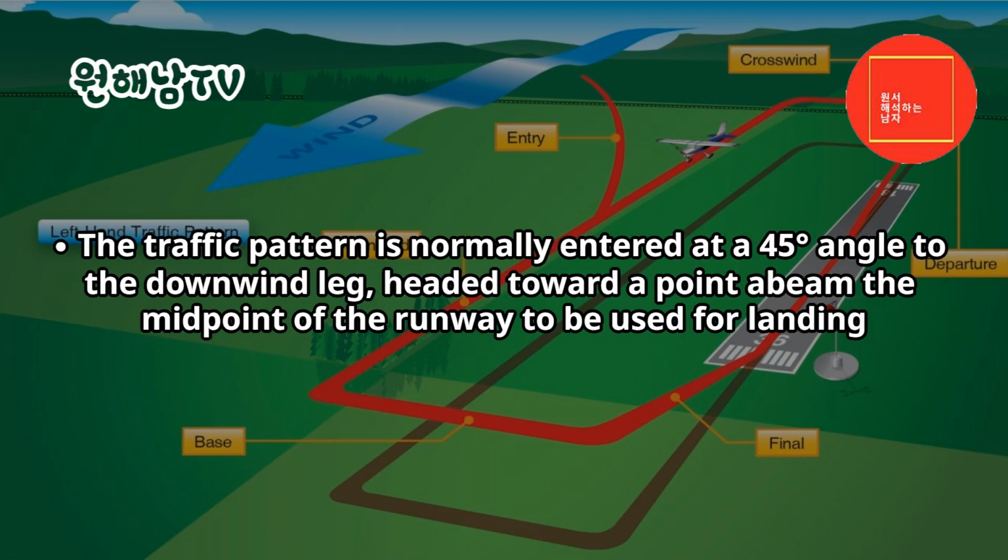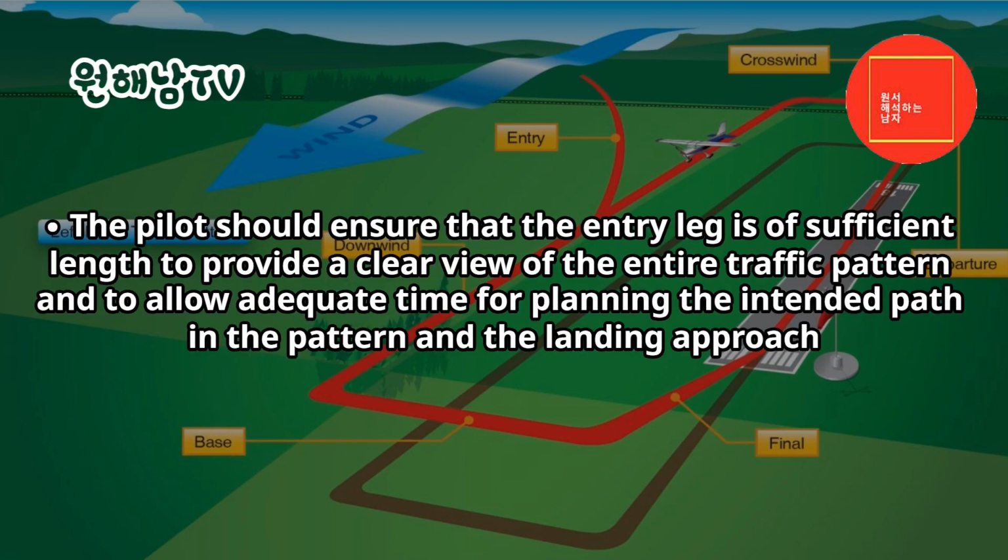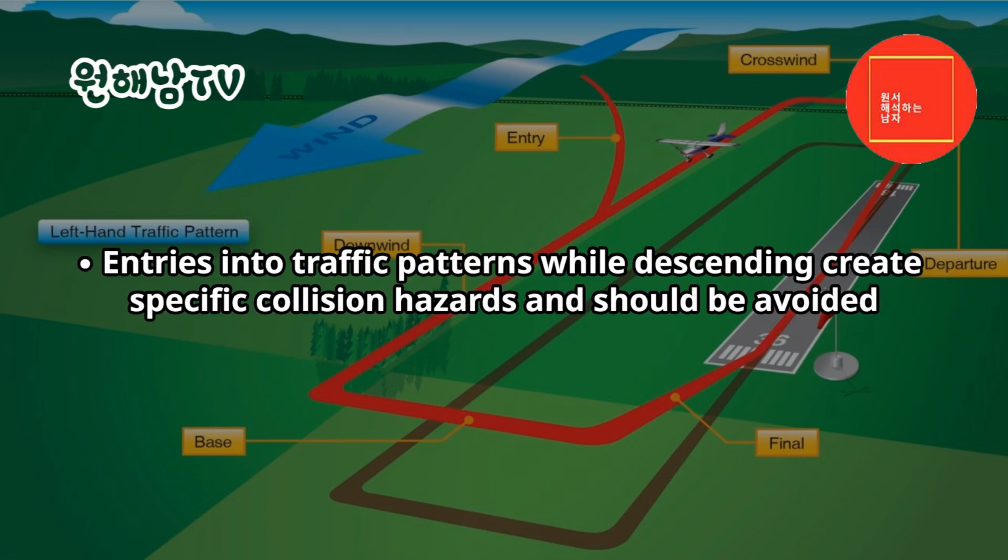The traffic pattern is normally entered at a 45 degree angle to the downwind leg, headed toward a point abeam the midpoint of the runway to be used for landing. The pilot should ensure that the entry leg is of sufficient length to provide a clear view of the entire traffic pattern, and to allow adequate time for planning the intended path in the pattern and the landing approach. Entries into traffic patterns while descending create specific collision hazards and should be avoided.